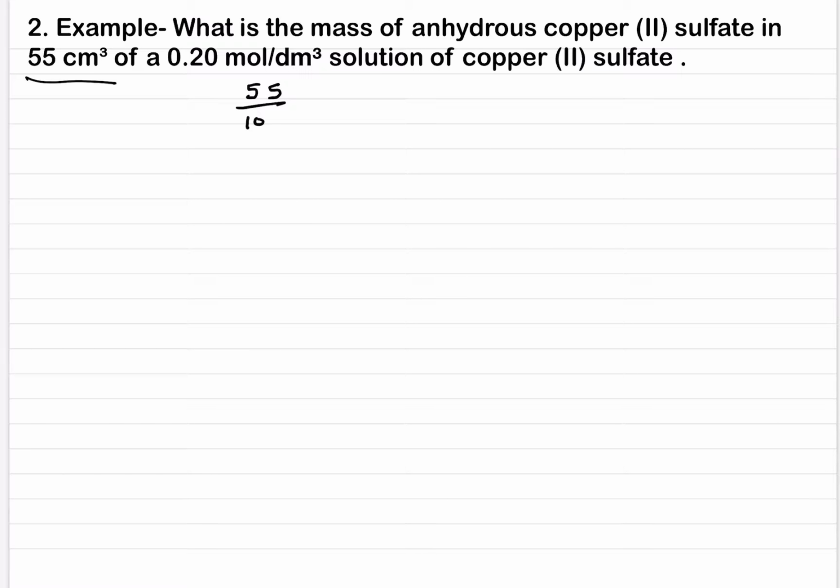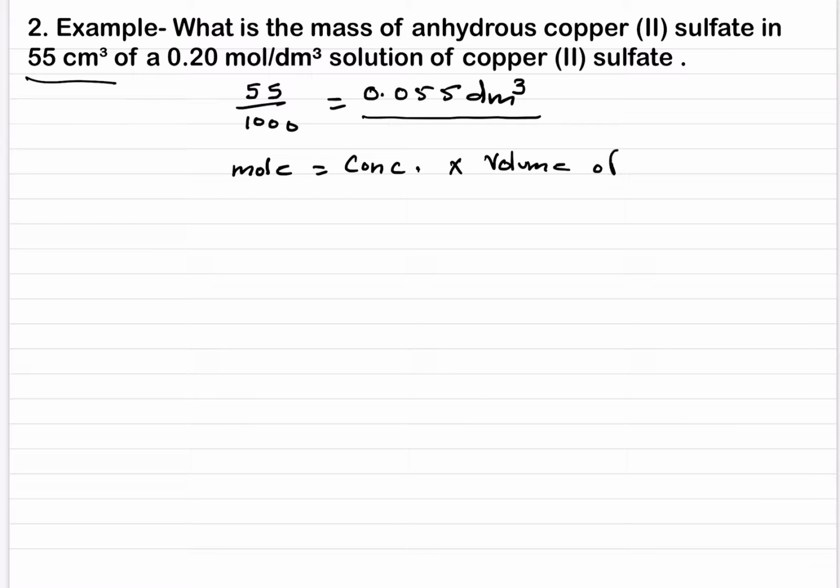55 divided by 1000 will be equal to 0.055 decimeter cube. So this is our first step. Now next is mole. Mole equals concentration, which we already know, in mole per decimeter cube, into the volume of solution. The volume of solution will also be in decimeter cube. So remember the unit.